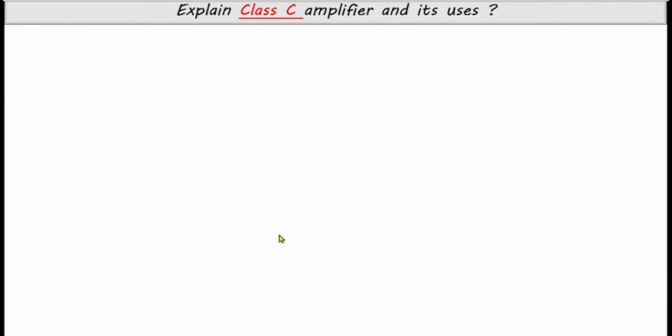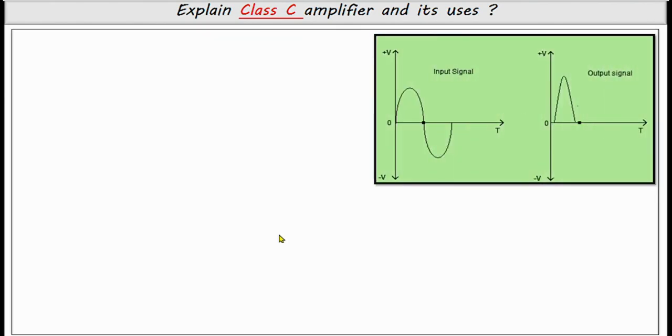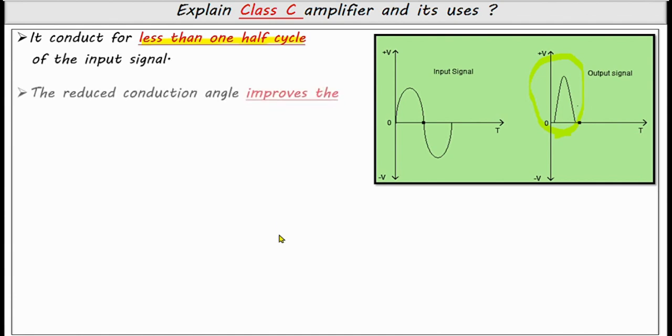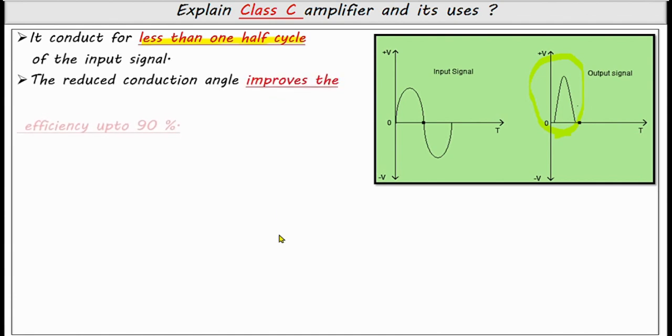Next, class C power amplifiers and their uses. A class C power amplifier conducts for less than one half cycle. You can see that this will be the output voltage, and it is very small, even less than a half cycle. So the advantage is, if the conduction current is low, it improves efficiency, and its efficiency is up to 90%.